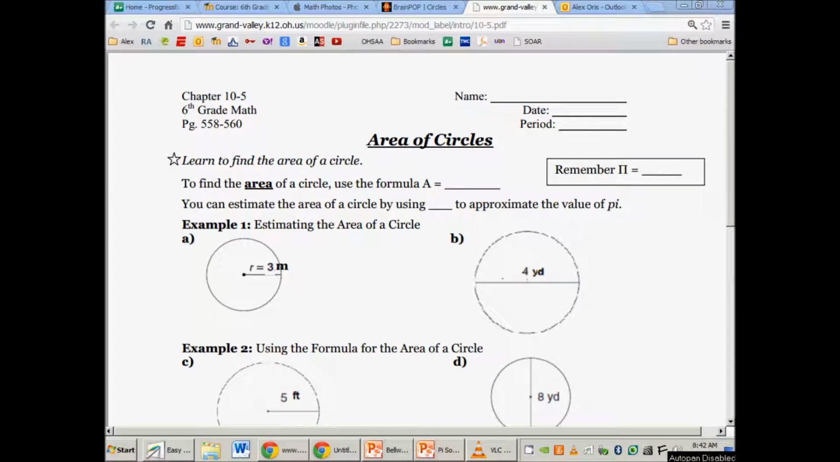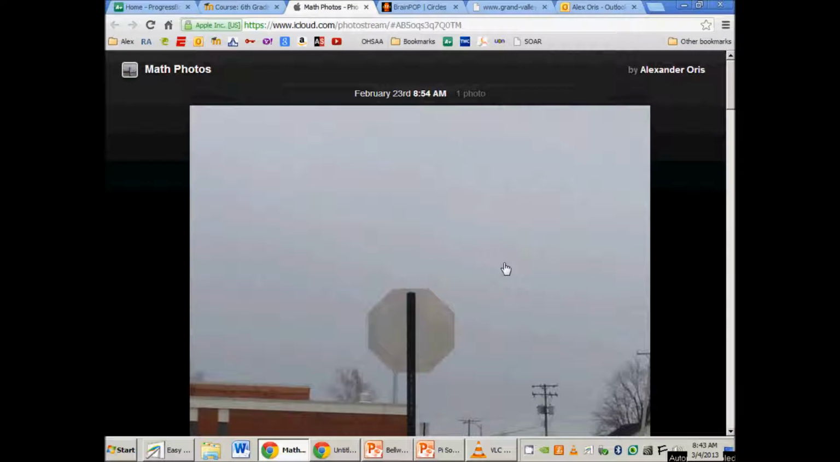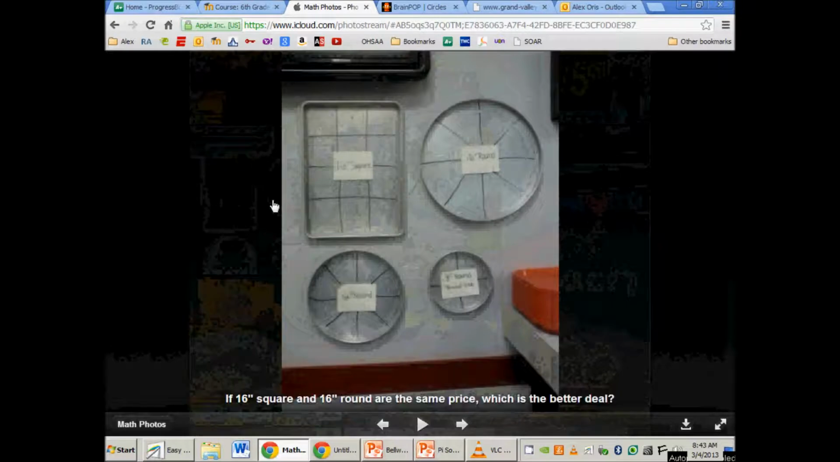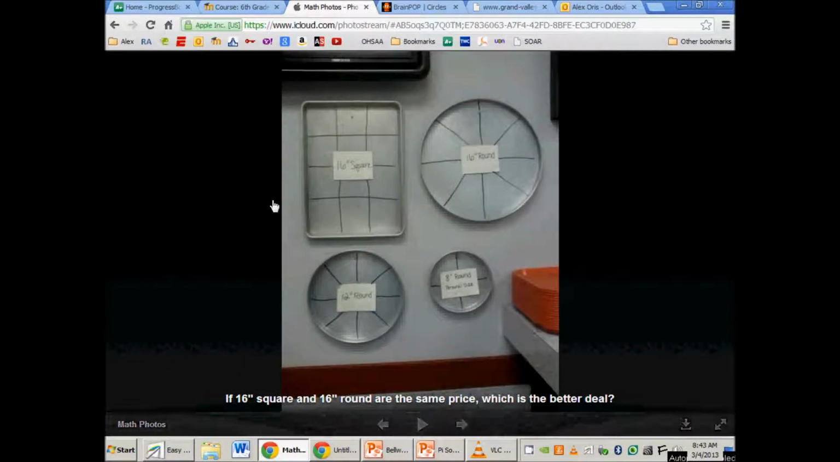So before we start finding the area of circles, I wanted to show you one of my newest pictures. If you've ever gone to a pizza place, they give you some options, right? So you could order a rectangular pizza, a square pizza, and one of the photos I took recently was this one, because I was curious if you had a choice, and what they call the 16-inch square and the 16-inch round were the same price, which one would you buy?